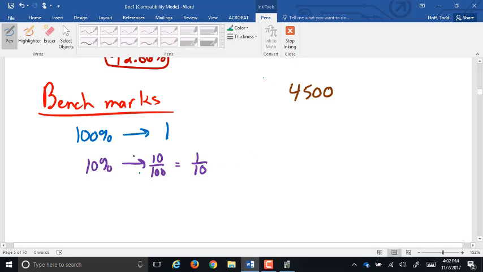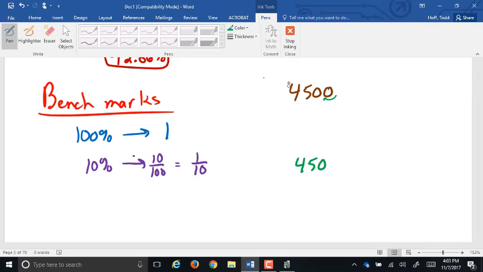What is 10% or 1/10 of that? Well, I would just move the decimal point over 1 spot, wouldn't I? 450 is 10%. You either drop a 0 or move the decimal point over, however you want to think about it.